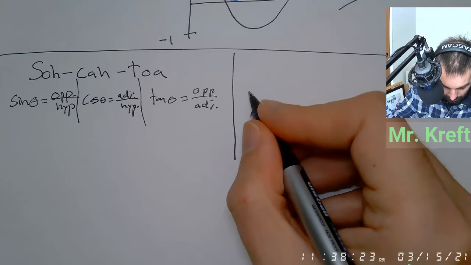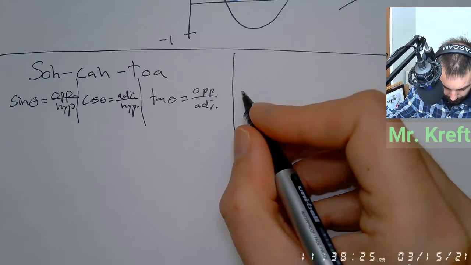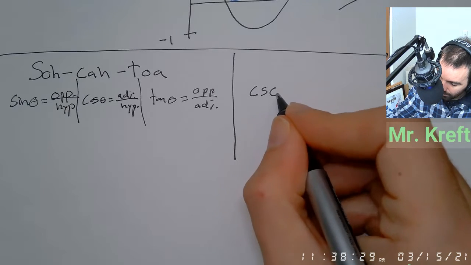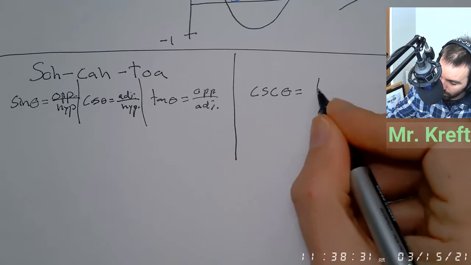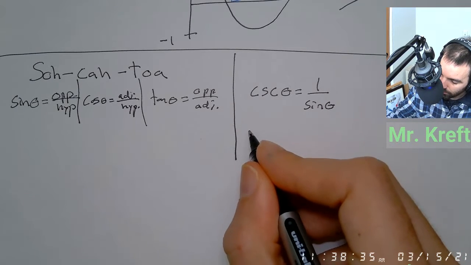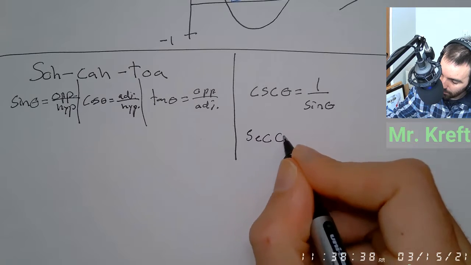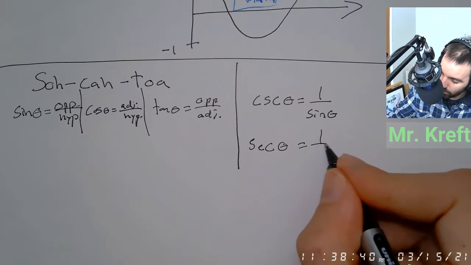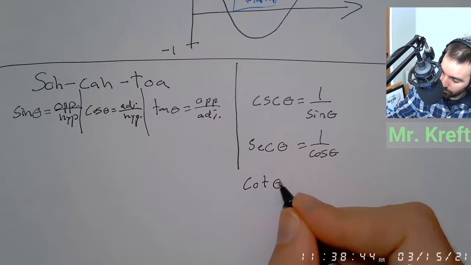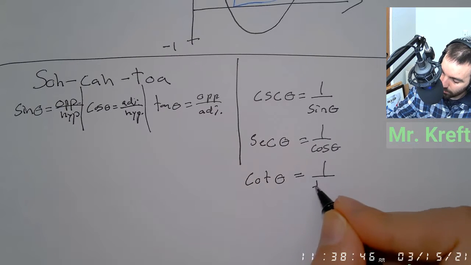Okay, so the reciprocal ones are cosecant. So that's 1 over sine. You need to know secant. That's 1 over cosine. And you need to know cotangent. And that's 1 over tangent.